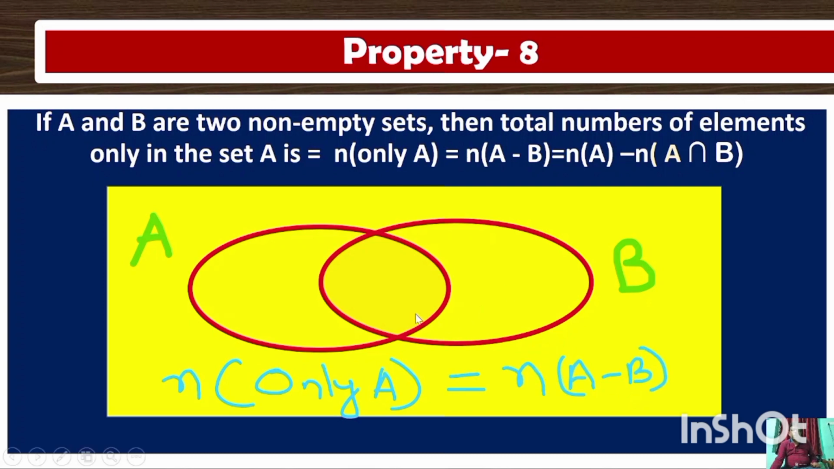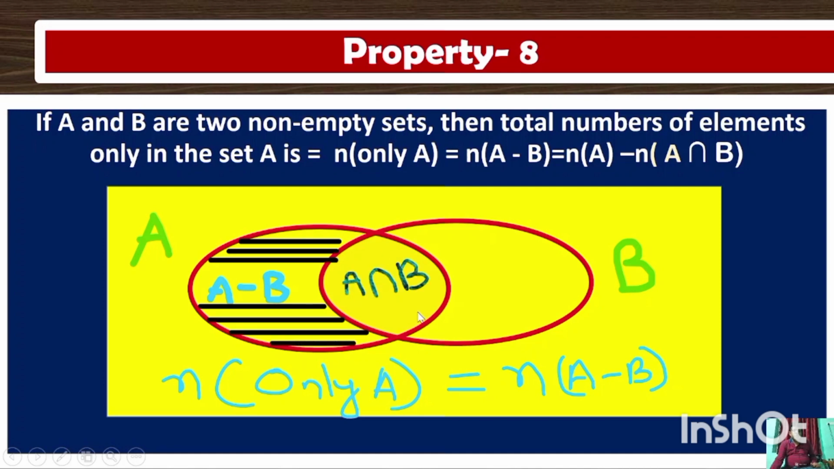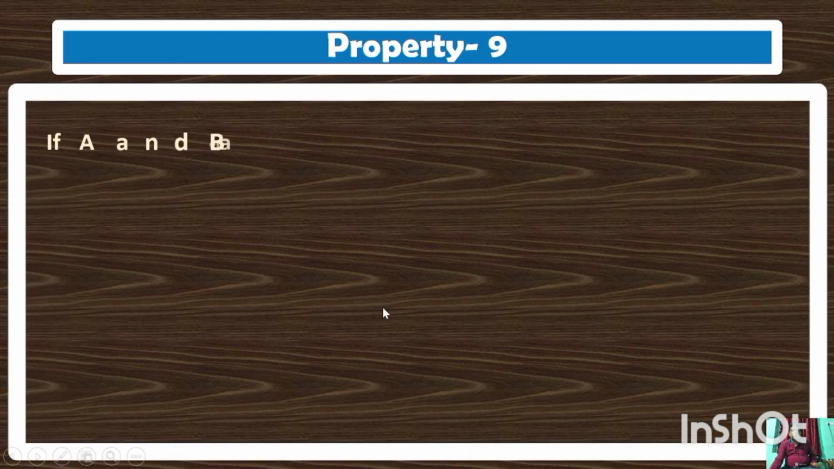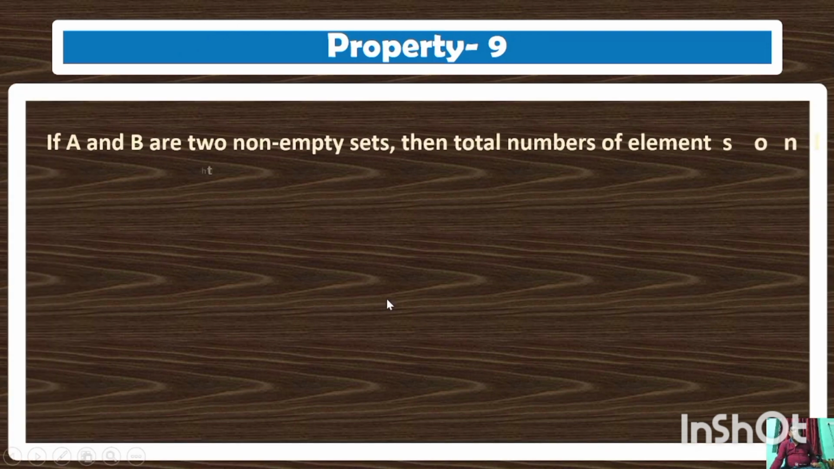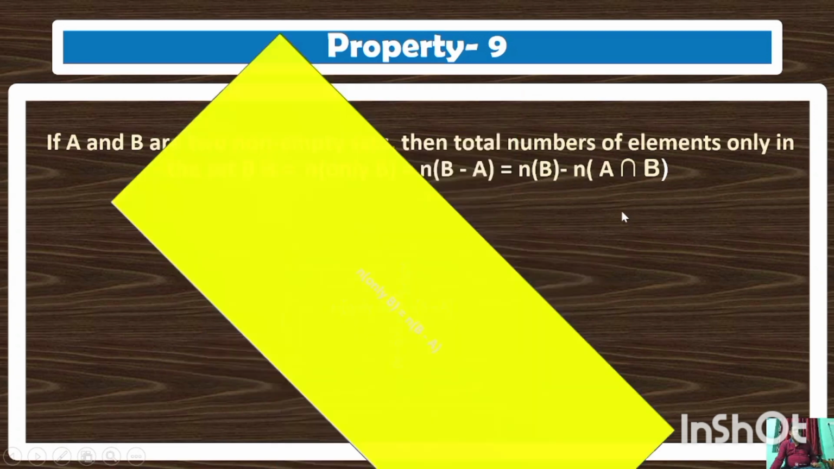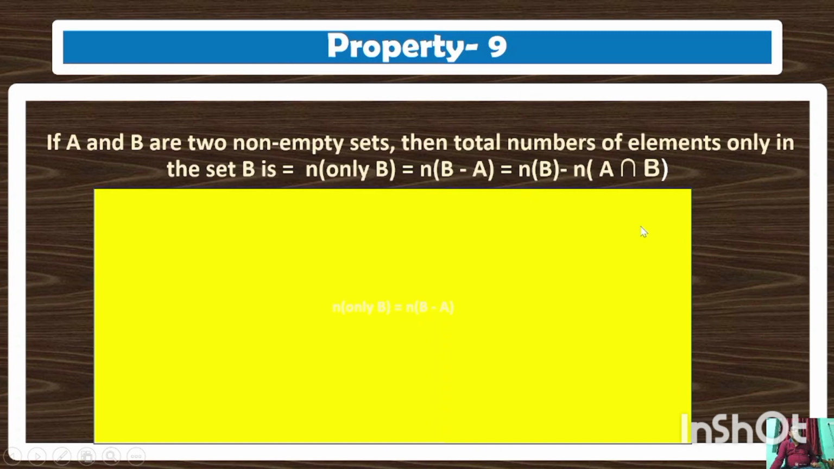Clearly understood also. Only A means the number of elements in the set A difference B. These are the elements present in A difference B, the shaded portion. This is the intersection. Another property, property 9. If A and B are two non-empty sets, the total number of elements only in the set B. Similarly, the number of elements only in B means the total number of elements in B minus A. It means the cardinality of B minus the cardinality of A intersection B. Number of elements of B minus number of elements of A intersection B.